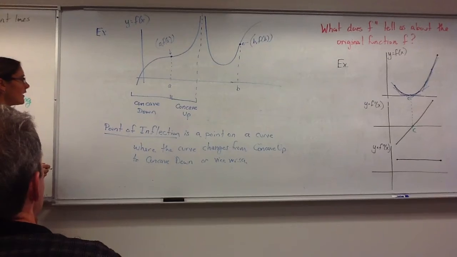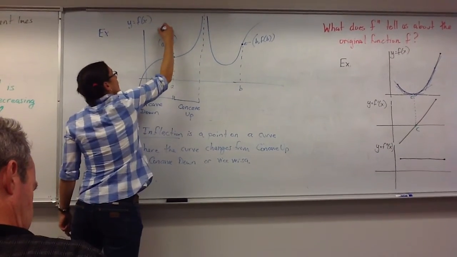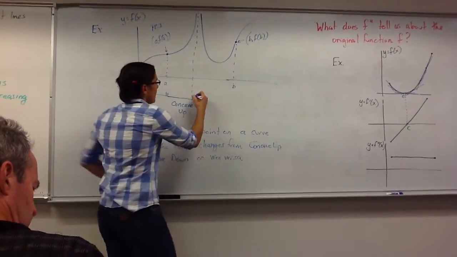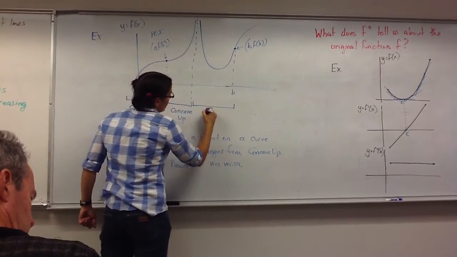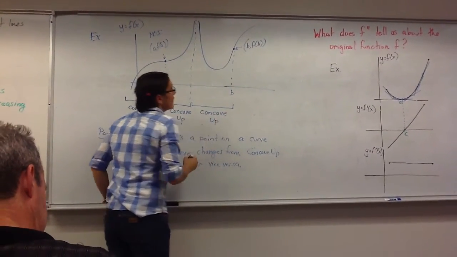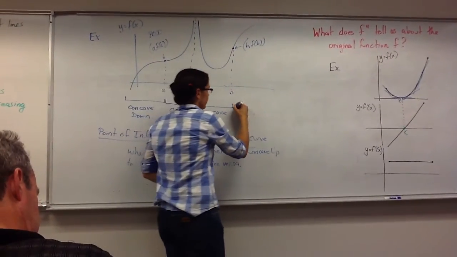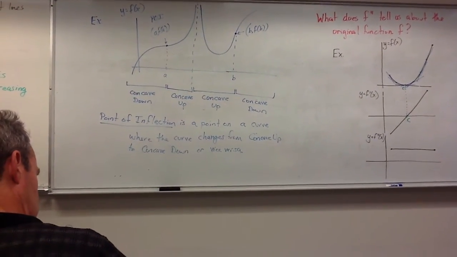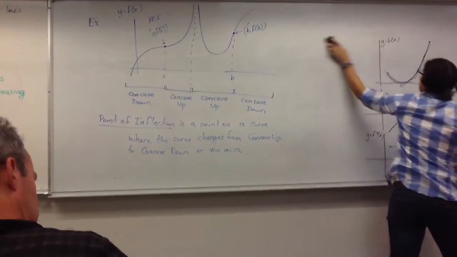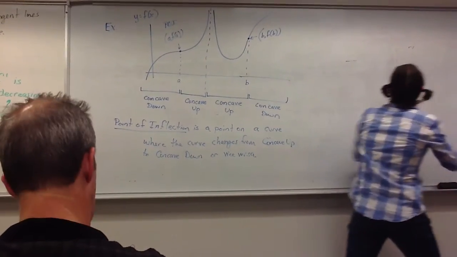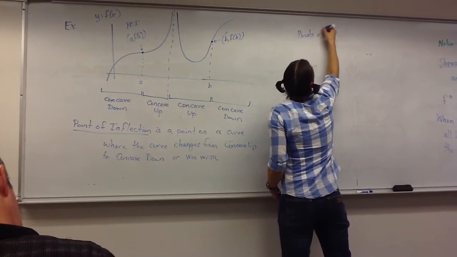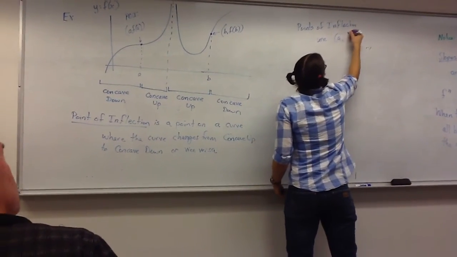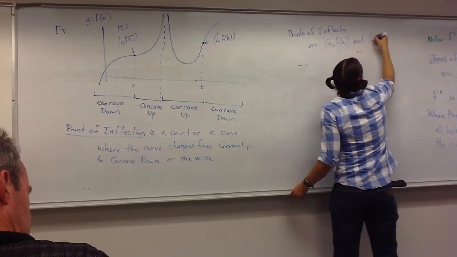So point A, A comma f of A, is a point of inflection. I can write that as POI, point of inflection, or inflection point, IP. And then over here at the point B, from our vertical asymptote over to x equal to b, our curve is concave up, and then right at B we switch to concave down. So on our picture, our two points of inflection are A comma f of A and B comma f of B.